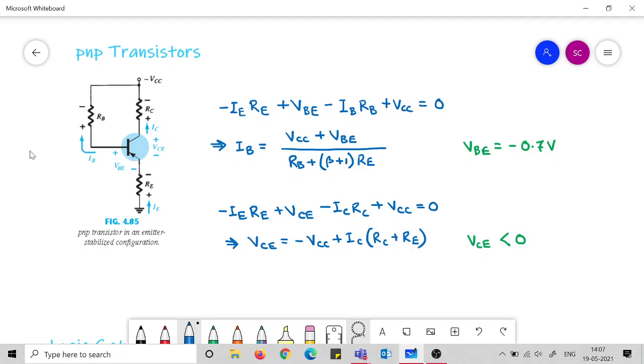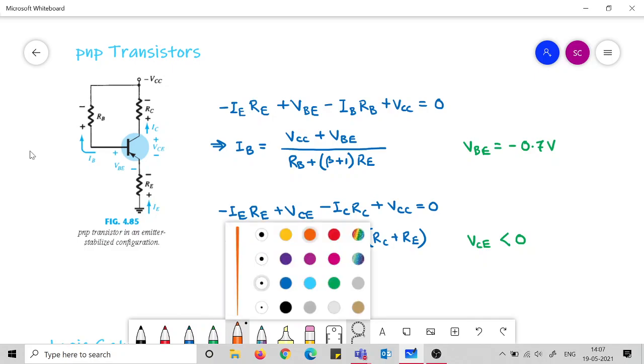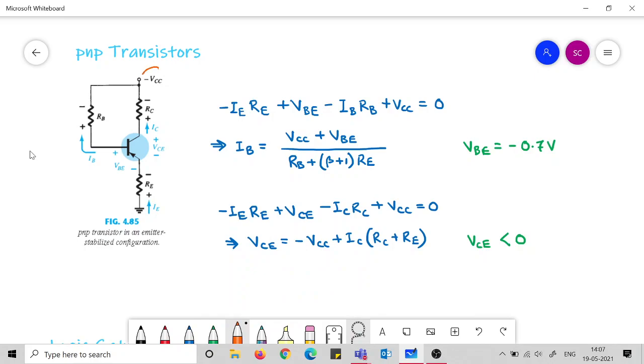Okay, so first thing to note is that here we have a minus VCC, here we have a minus VCC. So always in the PNP transistors the biasing is done with a negative voltage with respect to ground. The voltage must be negative. Okay, that is one important thing to note here.